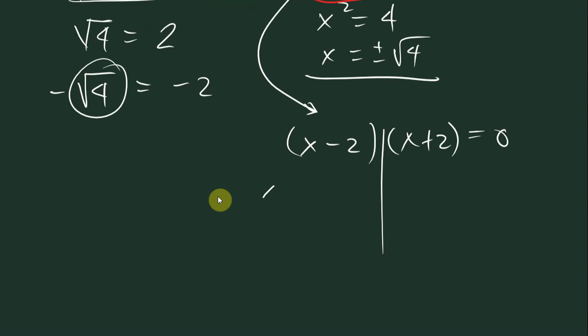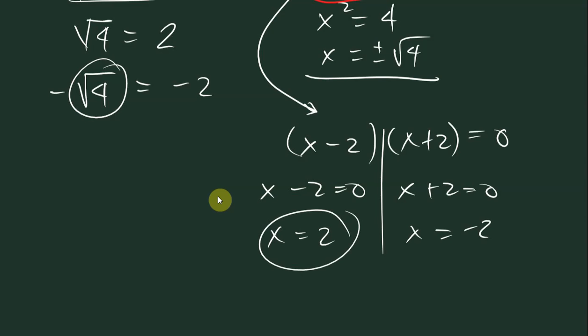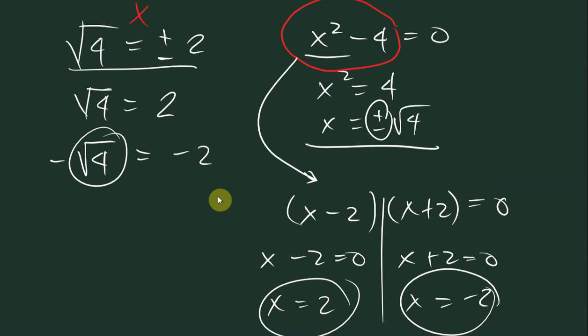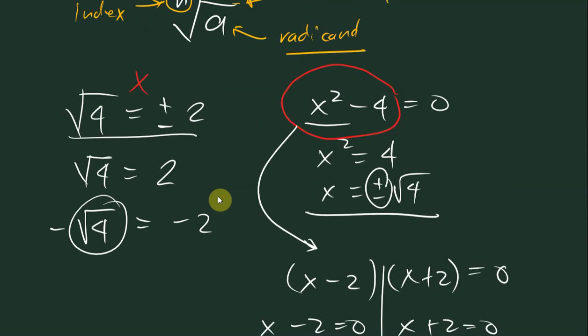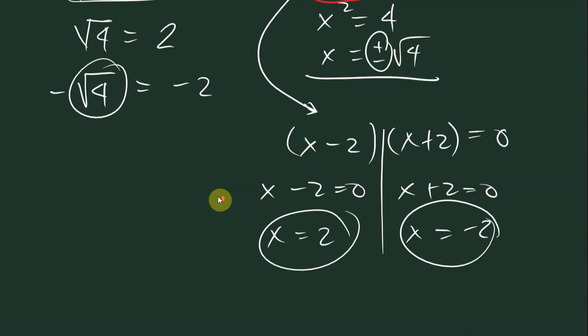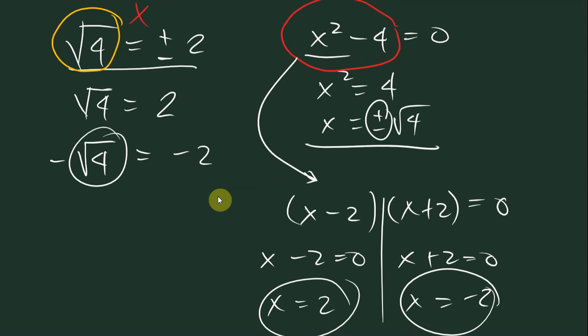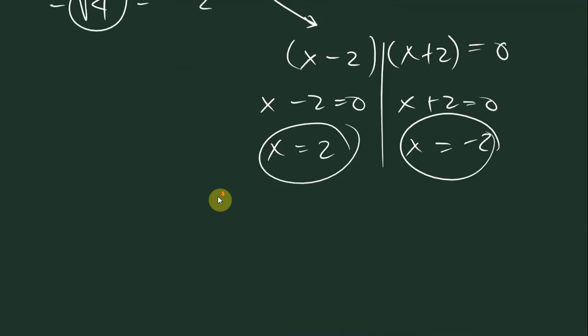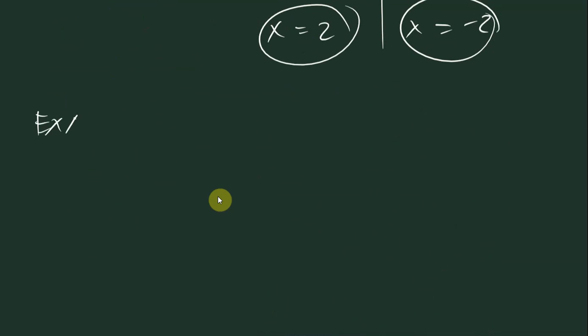So finding x minus 2 is equal to 0, x is equal to 2. And then x plus 2 is equal to 0, this is equal to negative 2. So these are the possible values of x. That's why you have x equals plus or minus 2. But if you're only given, say for example here, this square root of 4, then the result is only 2. Or if there's a negative sign on the outside, then that will be negative 2. So take note that this square root of 4 and this are different. Okay, so let's have some more examples.